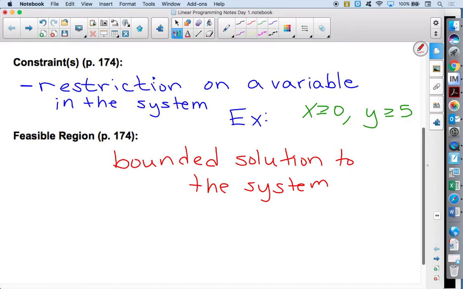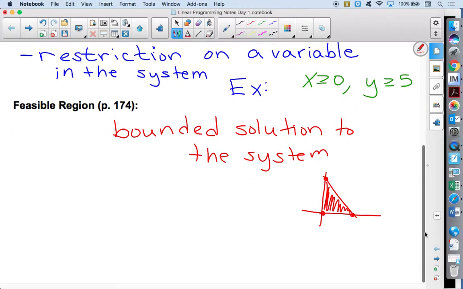So like the triangle, if my graph looked like a triangle, I have these corner points that are bounding my graph, forcing it to be a triangle. So that's called the feasible region. So it's where our solution is. Our answer is going to be in this region that is bounded by the points of connection between our two lines. And those points are going to be called vertices. So in this case, there are 3 vertices of the graph.